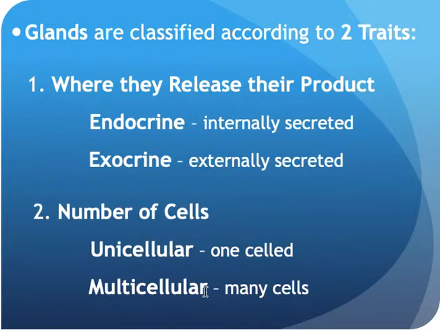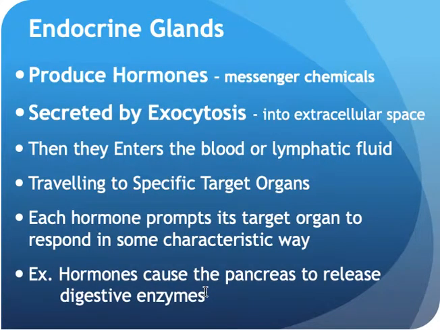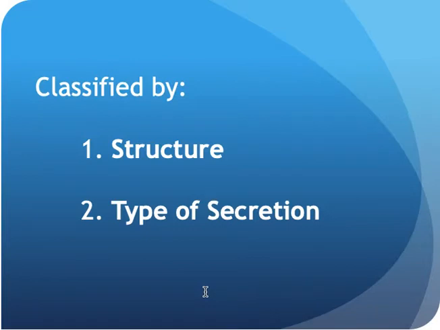I can classify them based on their number of cells. Do they have one cell? Do they have a lot of cells? And then I want to make sure that I'm familiar with the definitions: endocrine, exocrine. And I want to make sure that I know that I can classify them by their structure, or I can classify them by the type of their secretion.